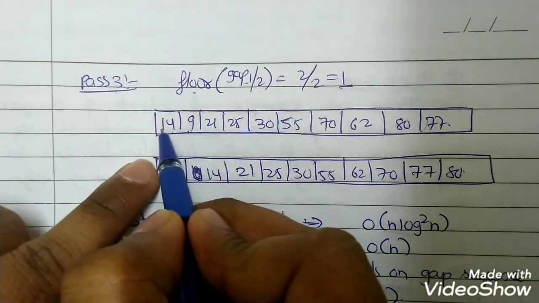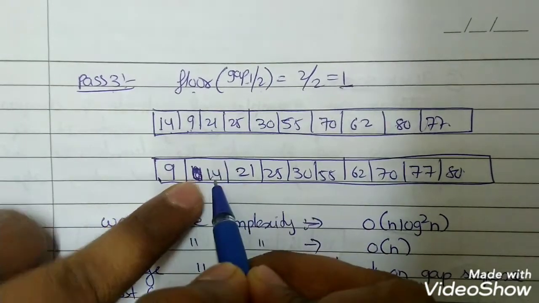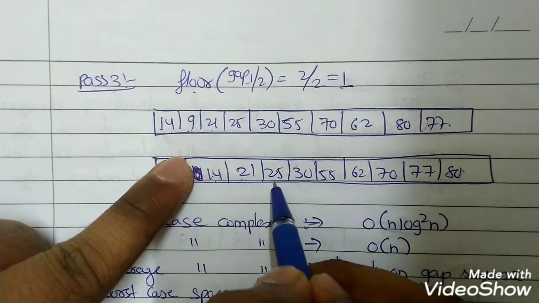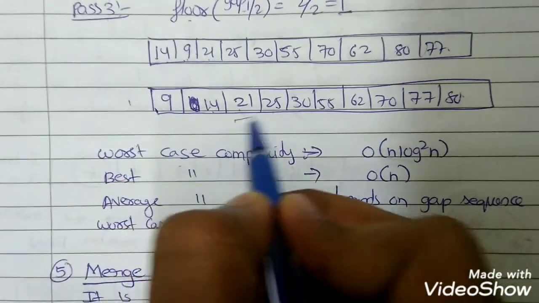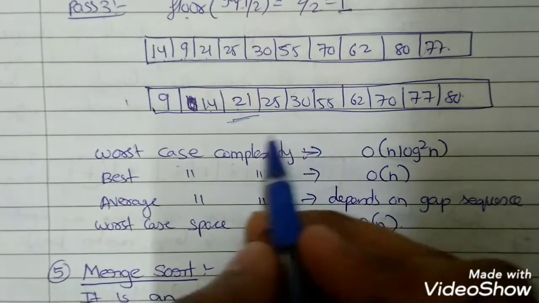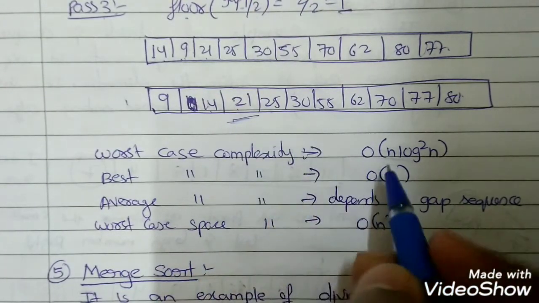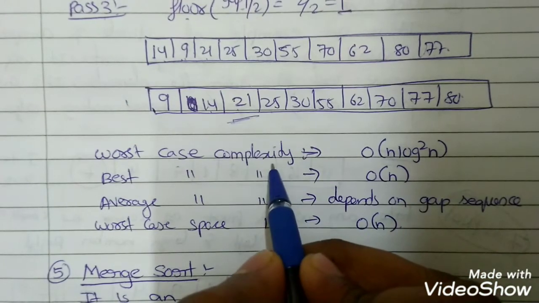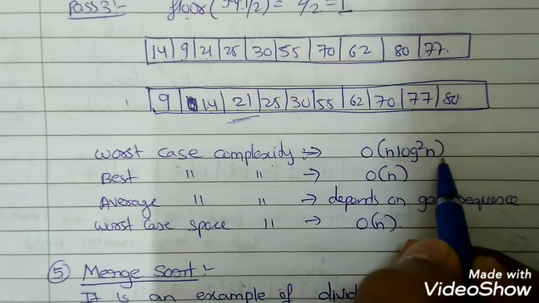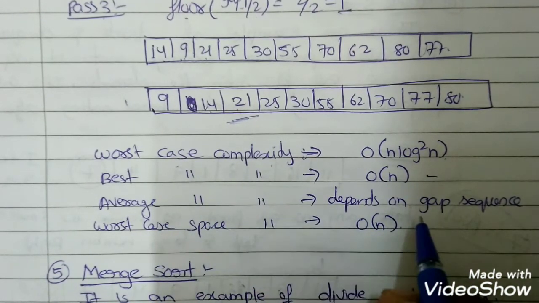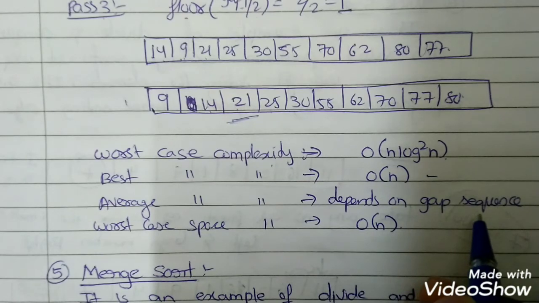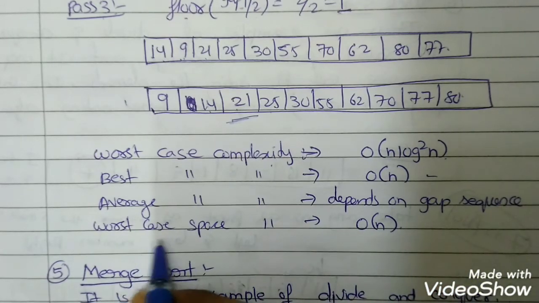Now we have to find pass 3. Gap 2 is equal to floor of gap 1 by 2. We got gap 1 as 2, so 2 by 2 is 1. Now that we have gap 1, we can swap like in bubble sort. We have to compare with each element. 14, 9 is smaller, so it will come here. Now 14, 21, it will stay here only. Now 21, 25, like this we have to swap, and it will be sorted.